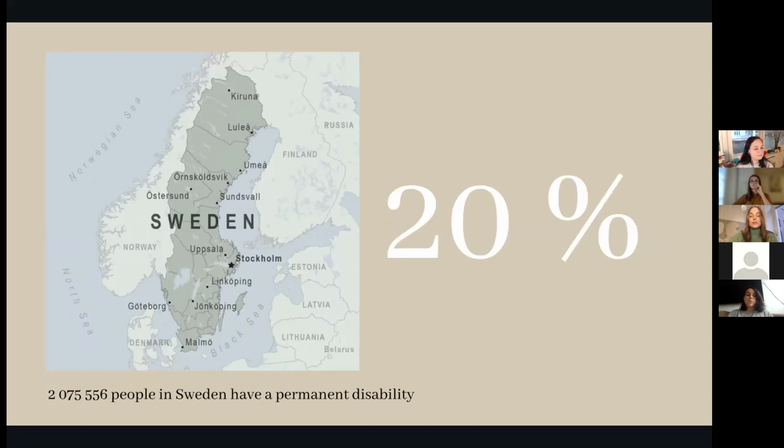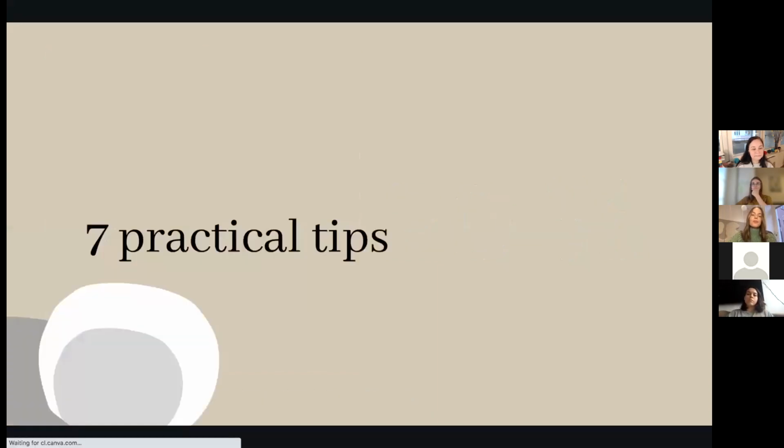It's 2,075,556 people in Sweden. And this is only permanent. We have also temporary and situational. So the number is very high. So if you don't convince your developers and product owners that we can't think about it, I think this number will change their minds. Now we're moving to the practical tips.